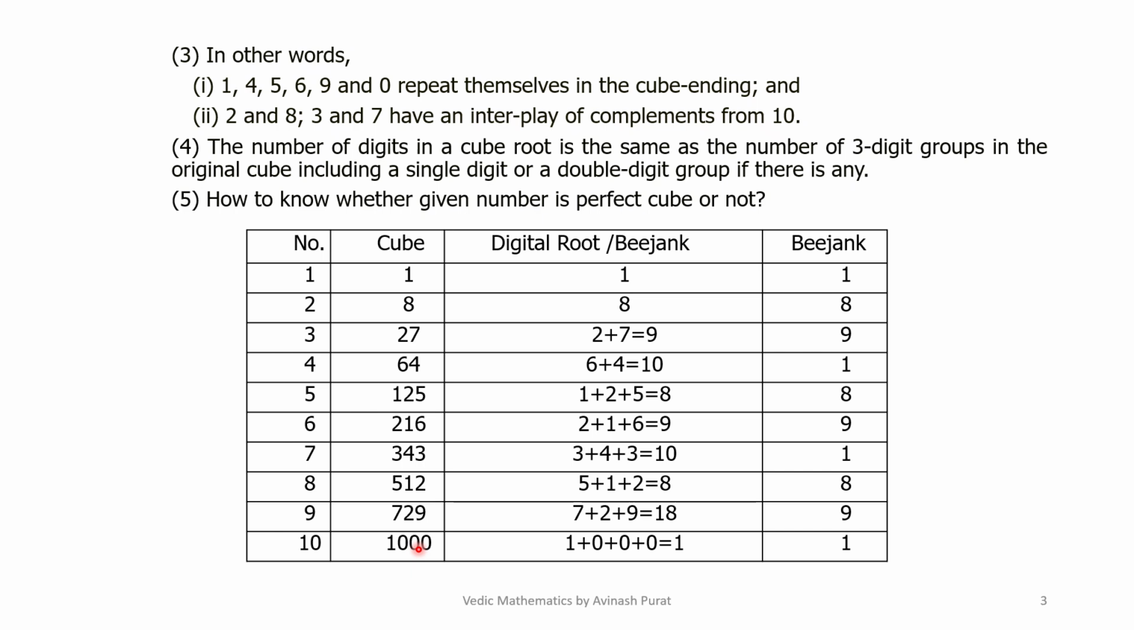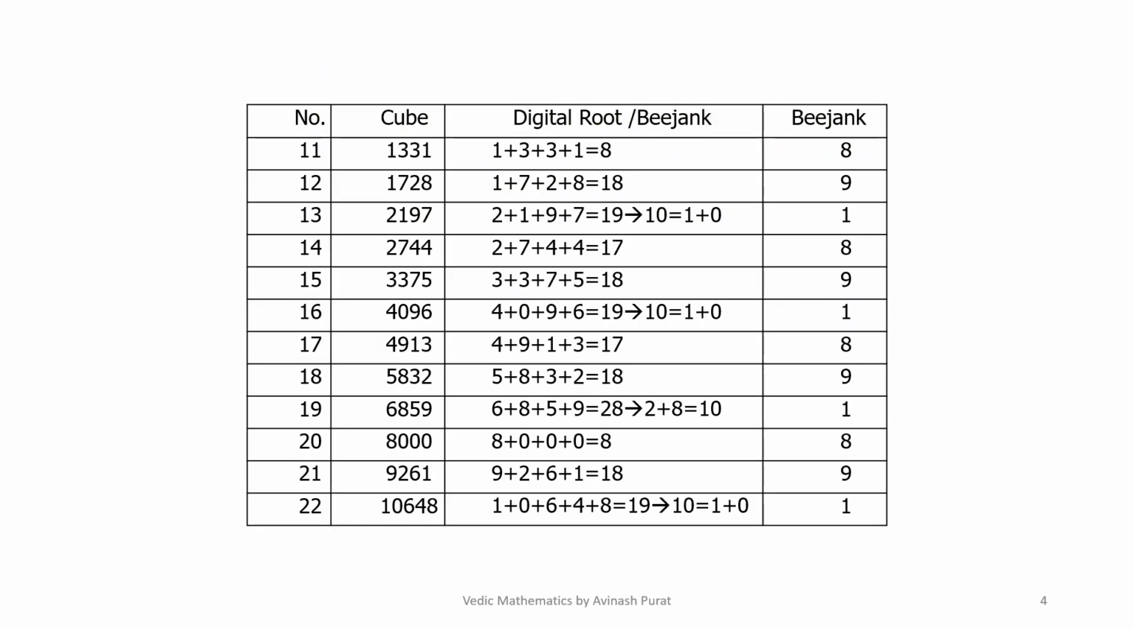Number 10, cube is 1000, digital root or Beejank is 1 plus 0 plus 0 plus 0 equal to 1. Beejank is 1. Number 11, cube is 1331, digital root or Beejank is 1 plus 3 plus 3 plus 1 equal to 8. Beejank is 8. Number 12, cube is 1728, digital root or Beejank is 1 plus 7 plus 2 plus 8 equal to 18, that is Beejank is 9.